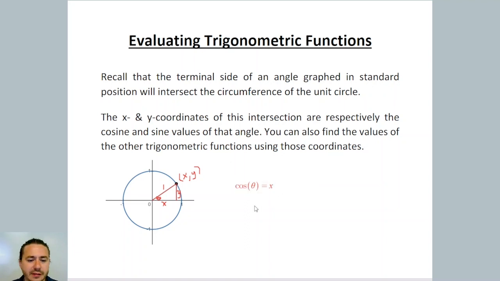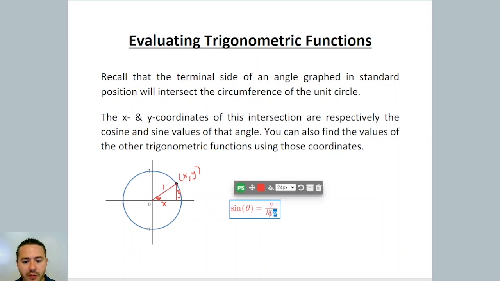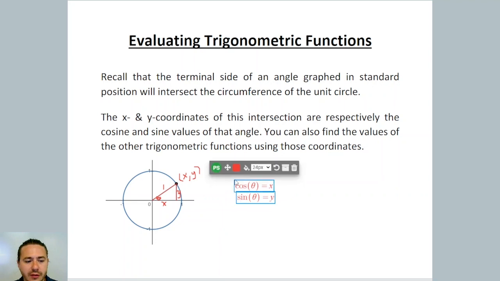Similarly, we can define sine as being the y coordinate, because sine of theta is going to equal the opposite side over the hypotenuse. The opposite side here would be the y. It's always that vertical side. So that would be y over the hypotenuse, which once again is 1, and y divided by 1 is just y. So the sine of any given angle measure is equal to the y coordinate on the unit circle. So this x is this x. This y is this y.